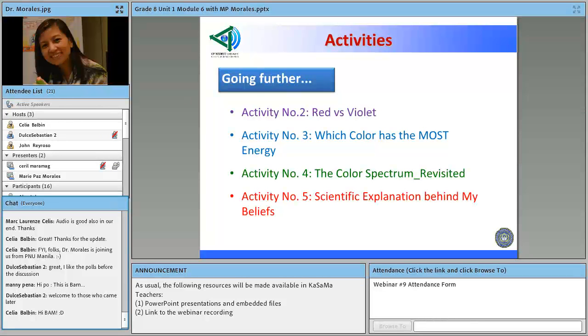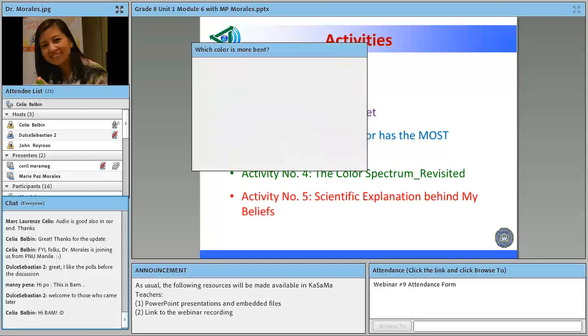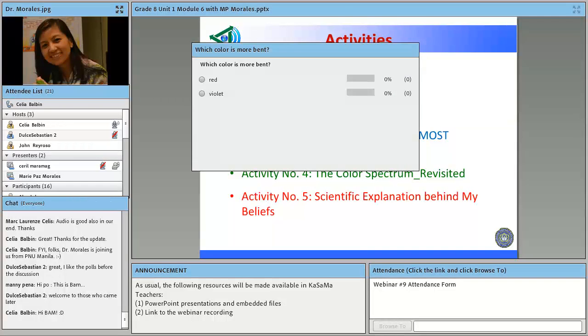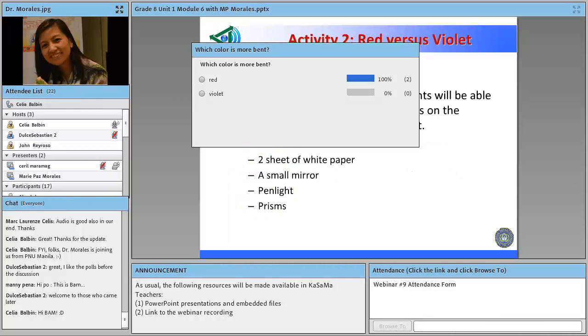So before we go on, Ma'am Sel, let's have poll number two. Okay, you can ask your students these questions. Which color is most bent? Is it the red or the violet? Kayo, ano po ang inyong sagot? Ayan, maraming nagsabing red. Thank you, Ma'am Sel.